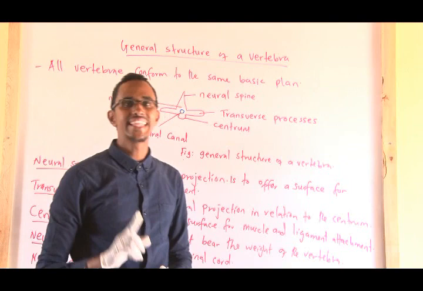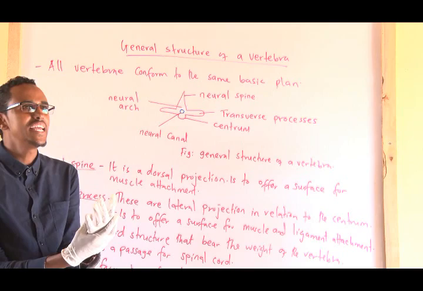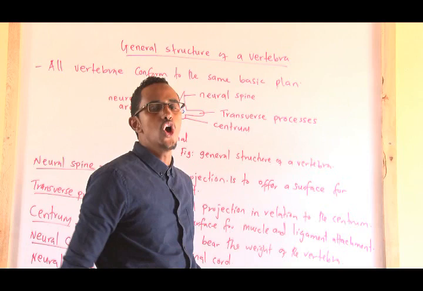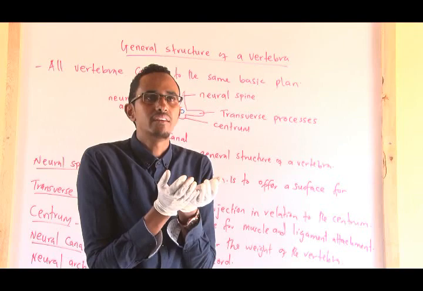A tissue that attaches a bone to another bone is what we are referring to as a ligament. Then the centrum. The centrum is a solid structure, and the vertebra sits on the centrum. Its function is to provide support to the vertebra, in the sense that it is the one bearing, carrying the weight of the vertebra.